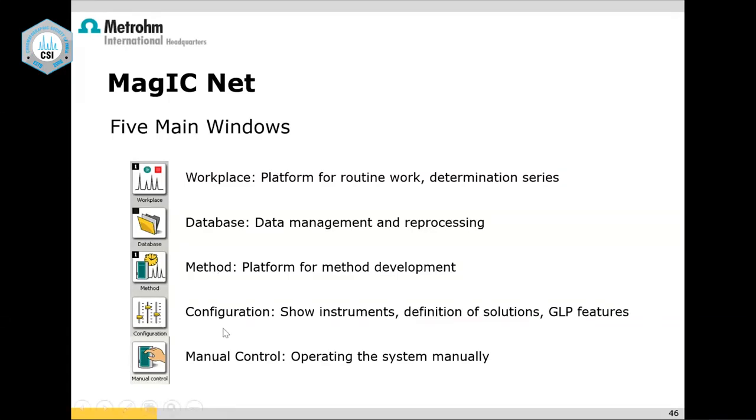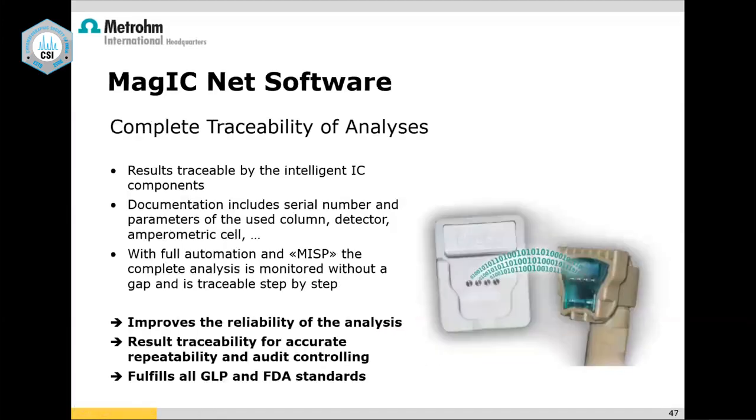method platform, the method icon, for method development. The configuration, of course, is done automatically, but still, to be on the safer side, you can change anything if you want to, or show the instruments. And manual control in case of any emergency. So these are the 5 icons. It's completely 21 CFR Part 11 compliant, and it can be used in a regulatory environment, especially in food and pharma.